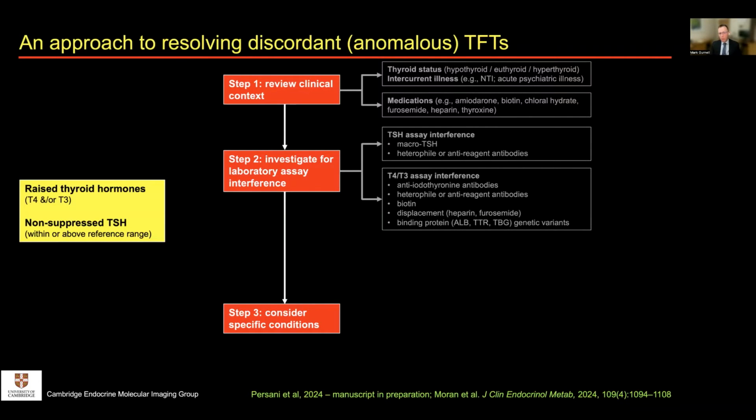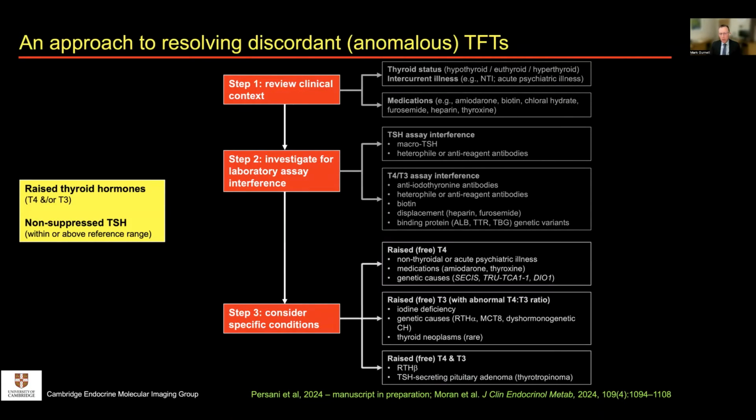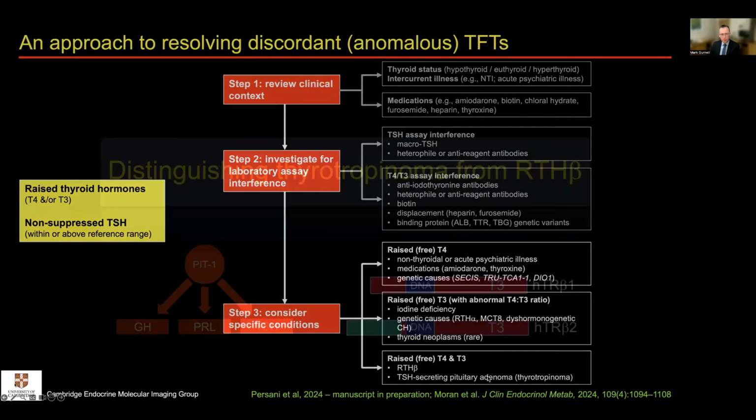So once we've excluded laboratory assay interference, then we need to consider specific conditions: either conditions that are associated with raised free T4, conditions which are associated with raised free T3 and with abnormal T4-T3 ratios, or indeed conditions associated with raised free T4 and free T3. Now, in the interest of time, I'm just going to focus on this group at the bottom here, and in particular, trying to distinguish between RTH beta, resistance to thyroid hormone due to mutations in TR beta, and TSH secreting pituitary adenomas, thyrotropinomas, or sometimes known as TSHomas.